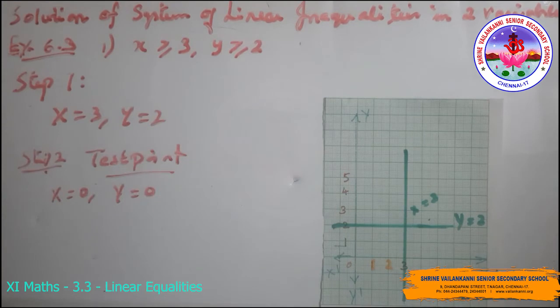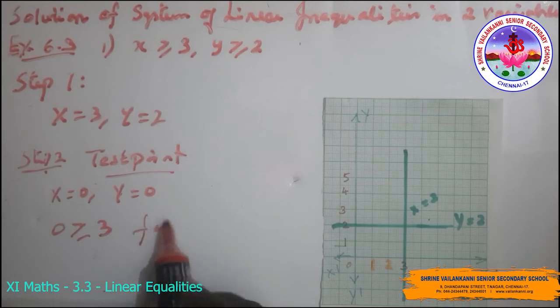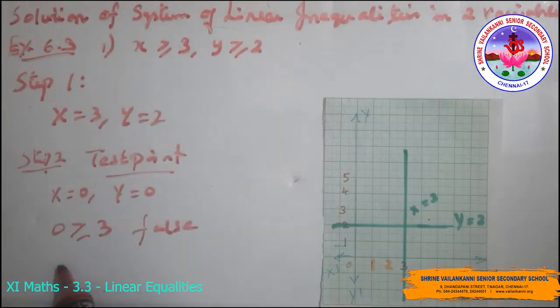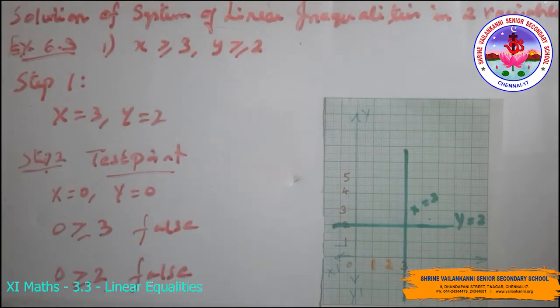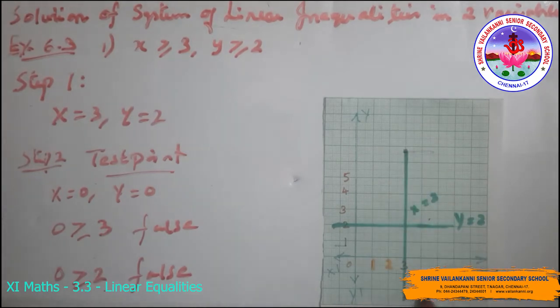So step 2. Put x is 0 and y is 0. So 0 is greater than or equal to 3, which is false. Again, 0 is greater than or equal to 2, which is false. So x greater than or equal to 3 lies outwards from the origin, and y greater than or equal to 2 also lies outwards from the origin.